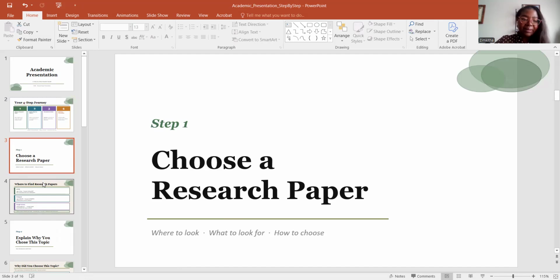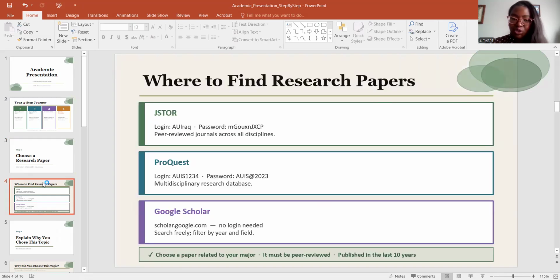Now, what does that mean? Where to find the research paper? You're going to find a research paper in JSTOR. There is a password for you I have on here. It needs to be peer-reviewed journals, okay? Or you can go to ProQuest. There is the login and the password for you. And there is Google Scholar, which is the easiest one. To be honest with you, it's the easiest one. And you can find tons of research.